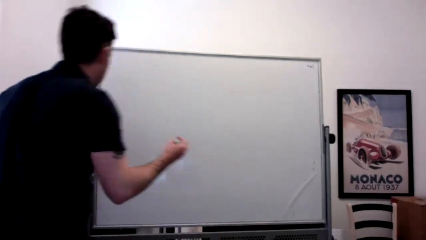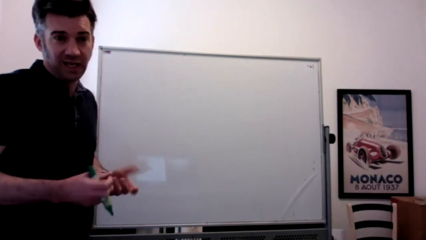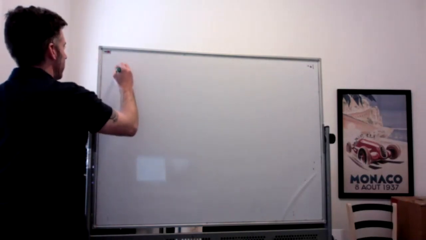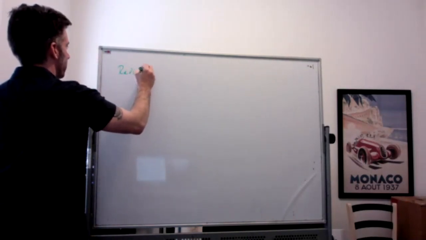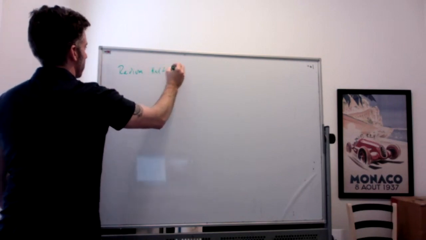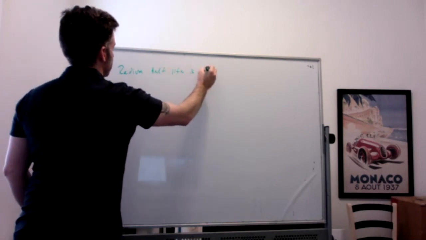Radium is 1600 years. So this question actually is almost too easy if we know the half-life. So the radium half-life is 1600 years.